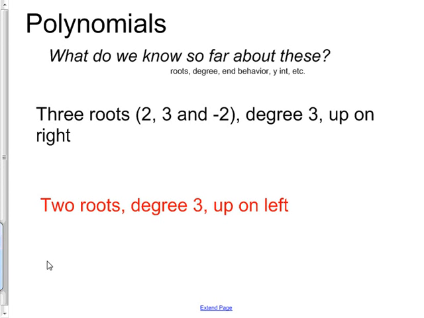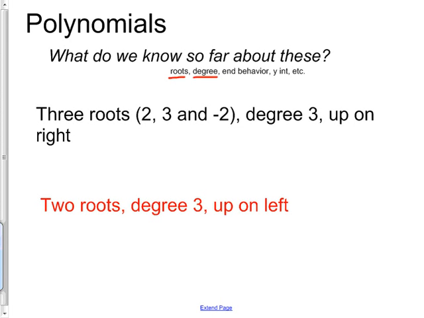Okay, so we're getting you ready for the test. It's called Communications Number 2, and it's going to have a lot of this kind of stuff on it. It's about polynomials. What do we know so far about these things? We know things about the roots. The roots are the same as the zeros, the same as the x-intercepts and all that stuff.